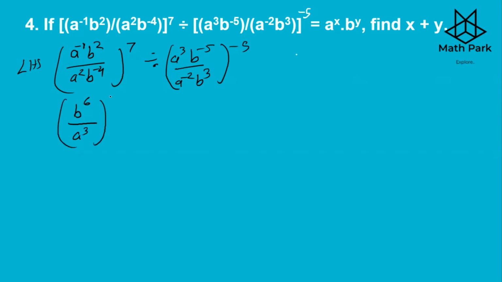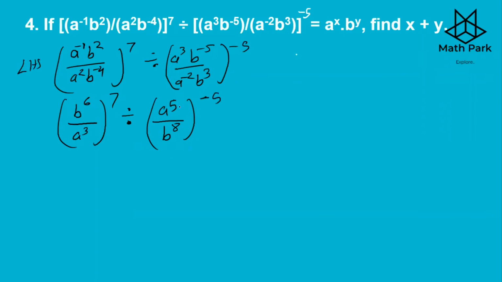And this is raised to 7, divided by, again we have b raised to minus 5 coming down, a raised to minus 2. So 3 plus 2, it becomes a raised to 5, and b raised to minus 5 and b cube, minus 5 comes down, b raised to 8. This is all raised to minus 5.